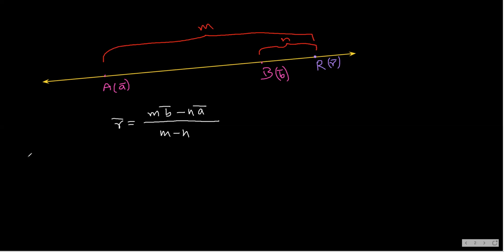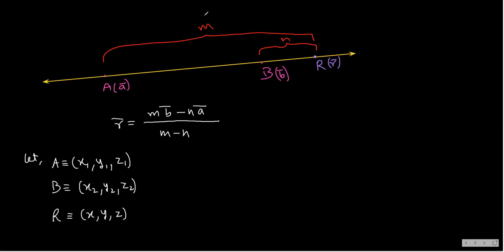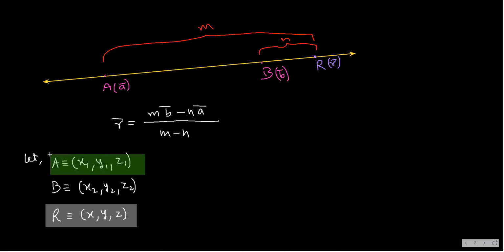Suppose we are given, let A have the coordinates x1, y1 and z1. B has coordinates x2, y2 and z2. Point R has coordinates x, y, z. Now see, when I'm writing x, y, z, it means these coordinates are unknown. When I write the suffix 1 or 2, like x1, y1, z1, and x2, y2, z2, these are given coordinates.